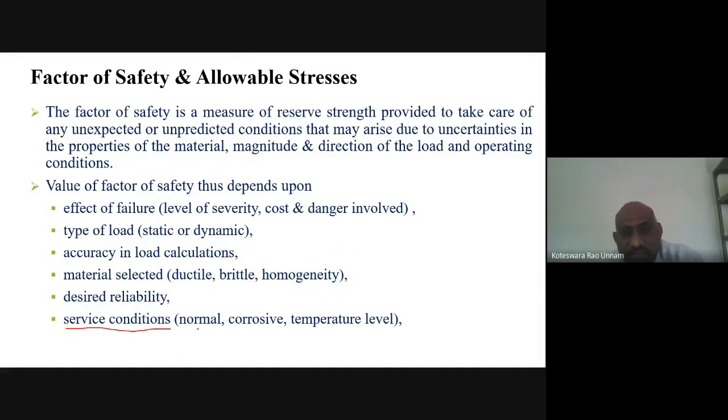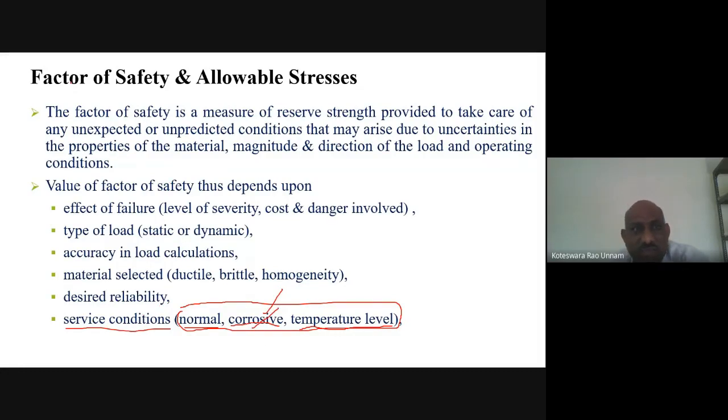That is whether the component is operating in normal environment conditions, or if there is any corrosive environment, or maybe if there are any changes in the atmospheric conditions. Based on all these conditions, the factor of safety will depend. Suppose the environment is corrosive, then the component will get affected by this corrosive environment, and its life is going to decrease day by day. Because of this corrosion, it is going to fail.